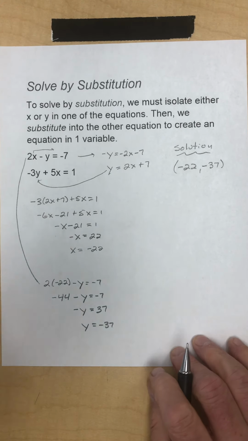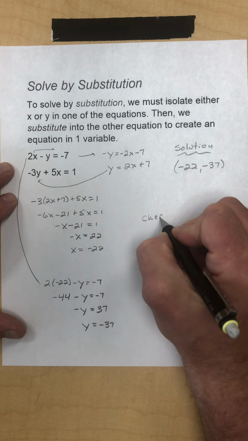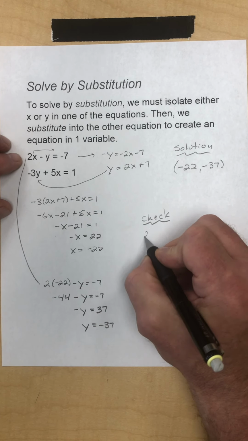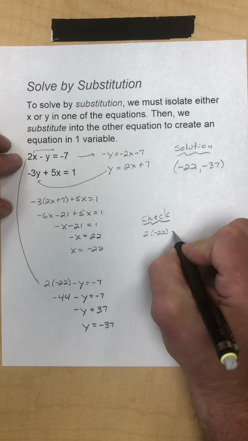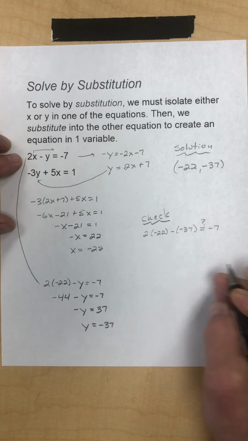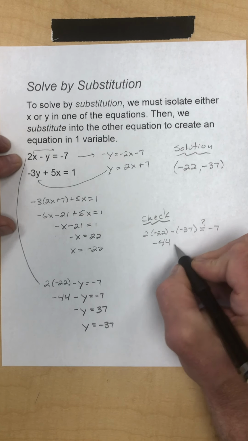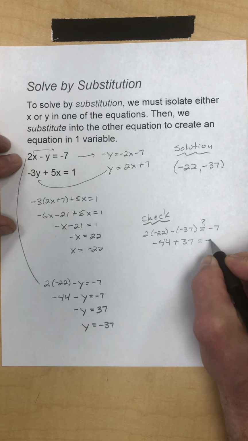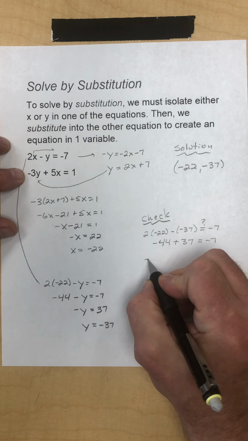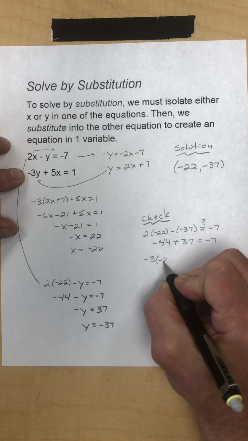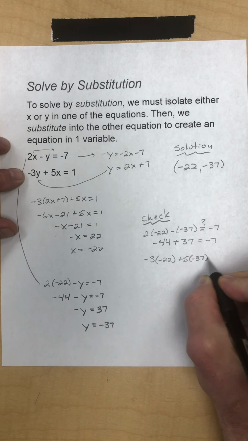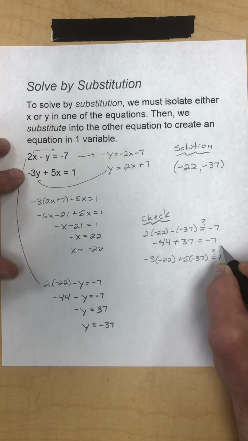Now, if you have time, we want to check and make sure that this solution works in both of them. So if I go 2 times -22 minus -37, does that equal -7? I have negative 44 plus 37 equals negative 7, and that works out. So that one works. So check the other one. We have negative 3 times negative 22 plus 5 times negative 37. Does that equal 1?